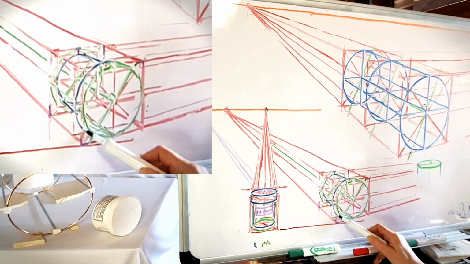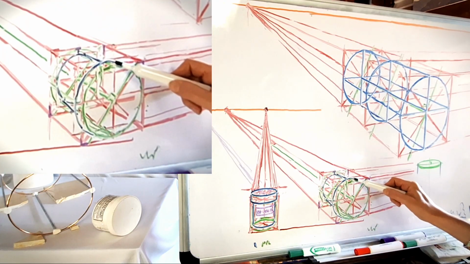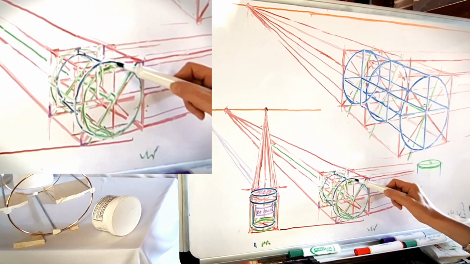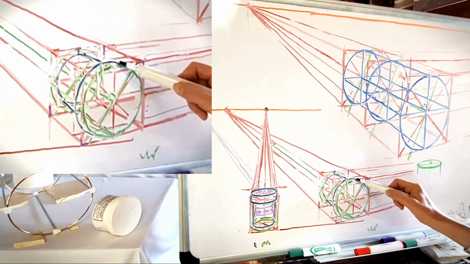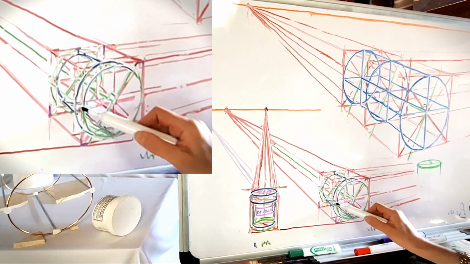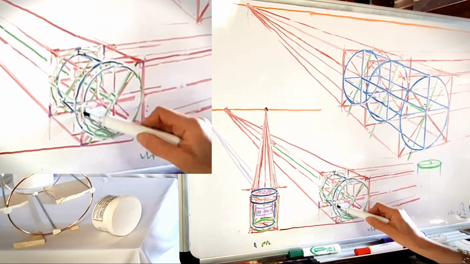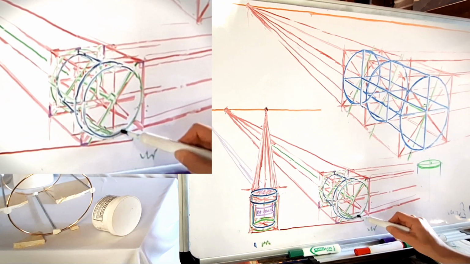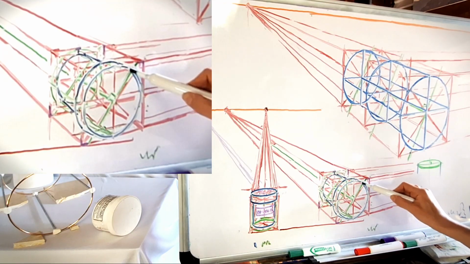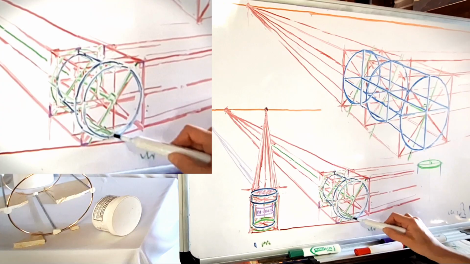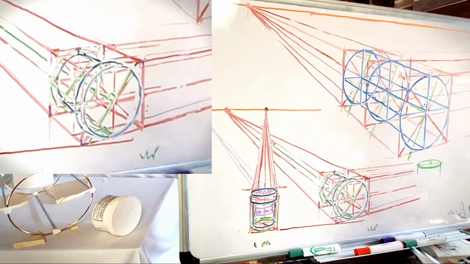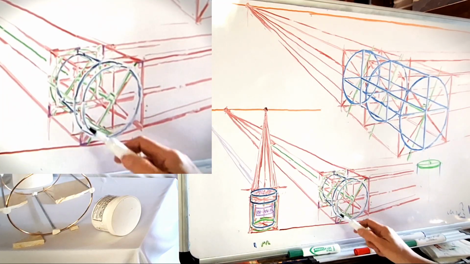This is where it becomes straight. This is where it becomes straight. This is where it's elliptical. And pretty much this is it.